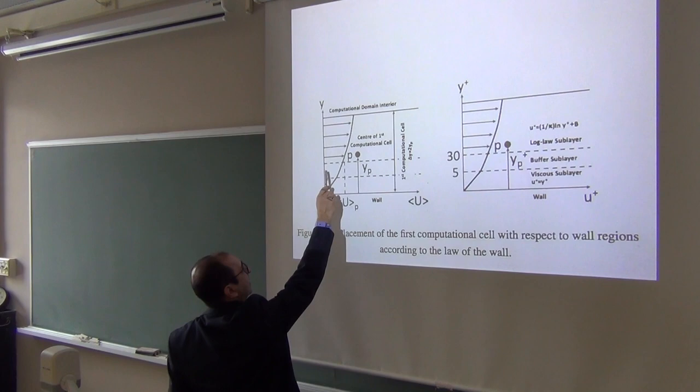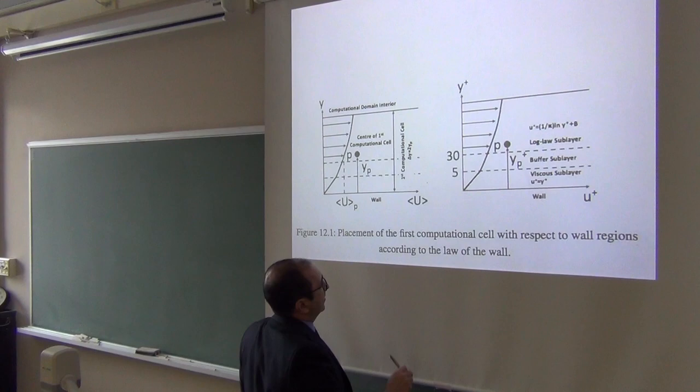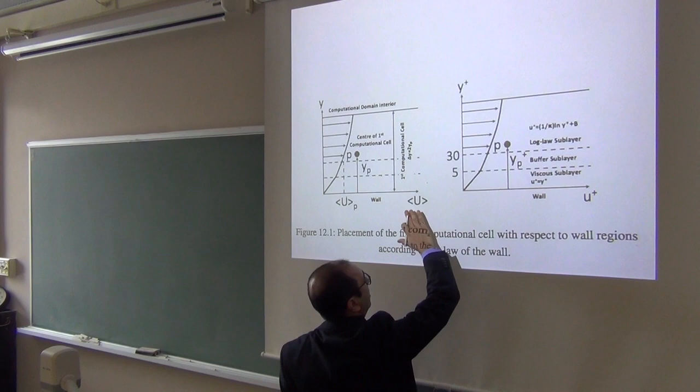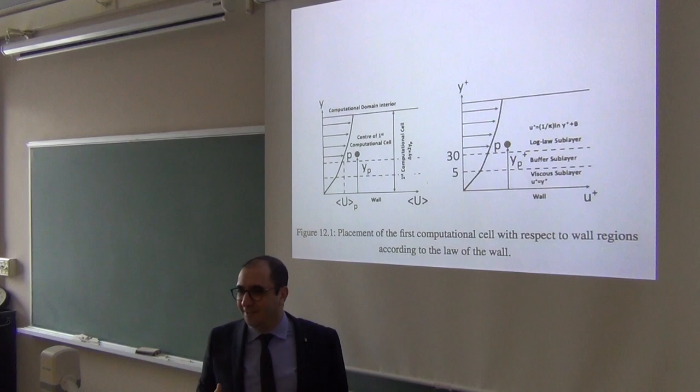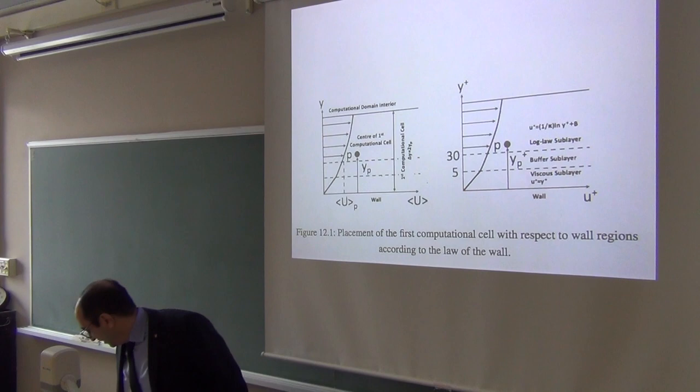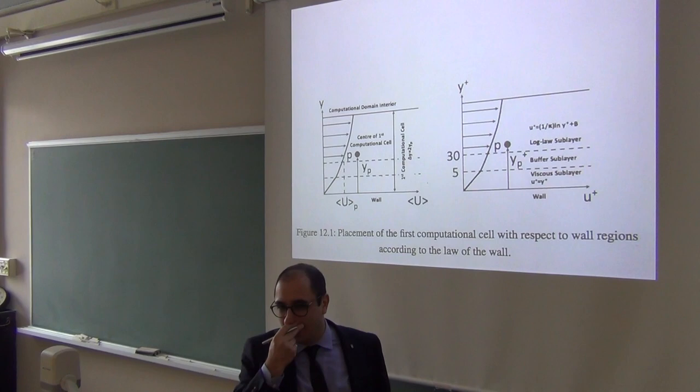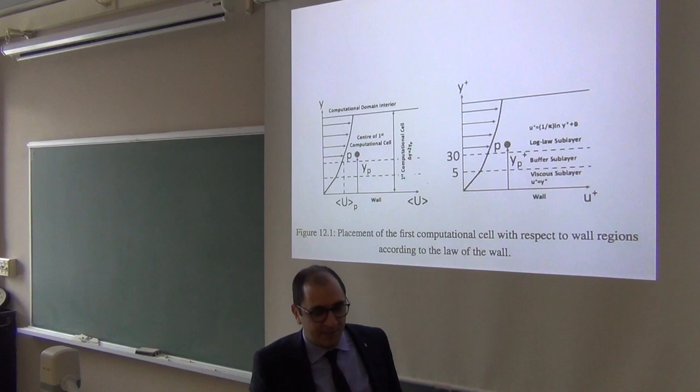If you want to plot the same data set in the normalized form, instead of U, you have U plus, which is U divided by, anybody? U plus. Next page. It's right below. Friction velocity. Velocity divided by friction velocity gives you the normalized velocity, so U plus. It's right here.